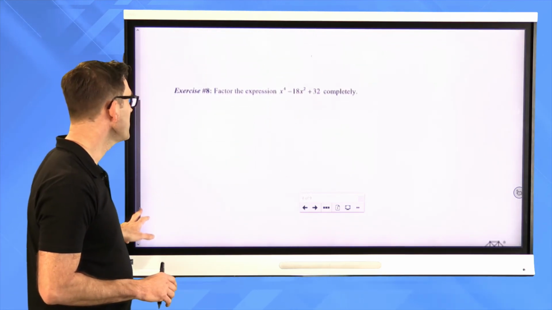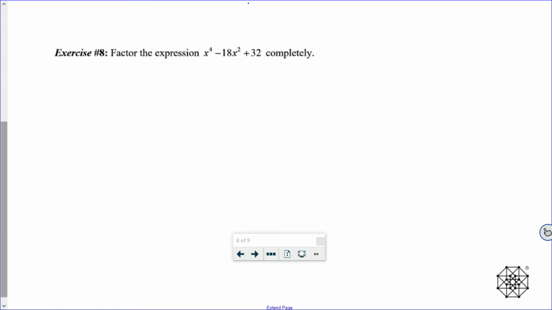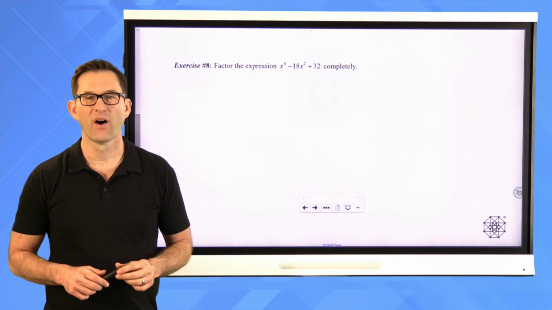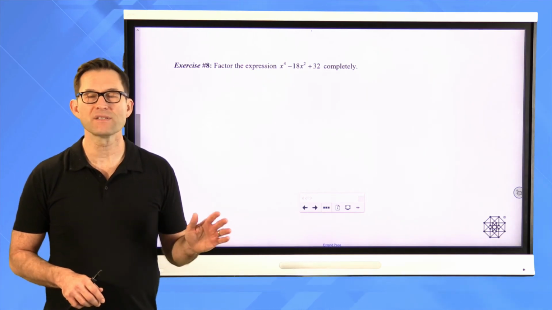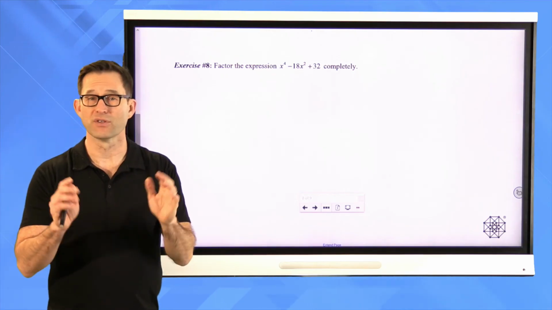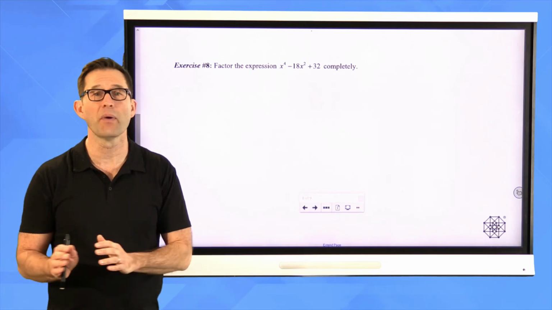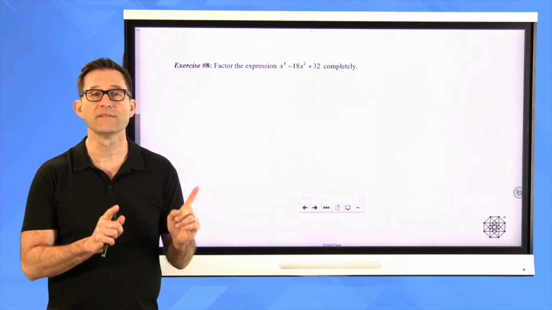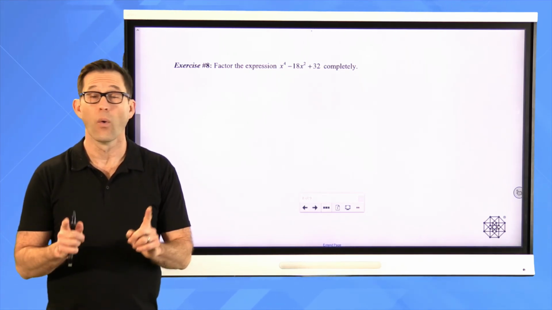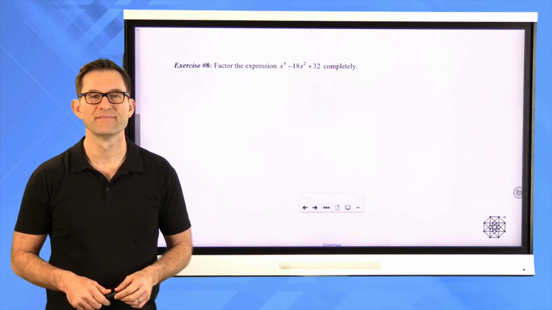All right, that being said, let's take a look at exercise number 8. Factor the expression x to the fourth minus 18x squared plus 32 completely. What I'd like you to do is pause the video now and see if you can factor this completely. First, start off with trinomial factoring, where you try to figure out the two binomials, and then see if you can factor either or both of the two resulting binomials. Pause the video now.